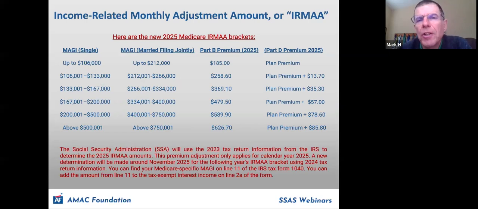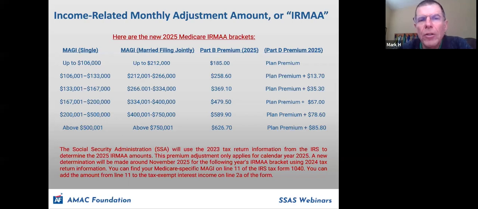Income-related monthly adjustment amount, IRMAA. Really important you understand this provision in the law. As we mentioned, Medicare Part B has a standard premium. Next year it's going up to $185 a month. There is a surcharge that some individuals will have to pay on top of their Medicare Part B premiums.